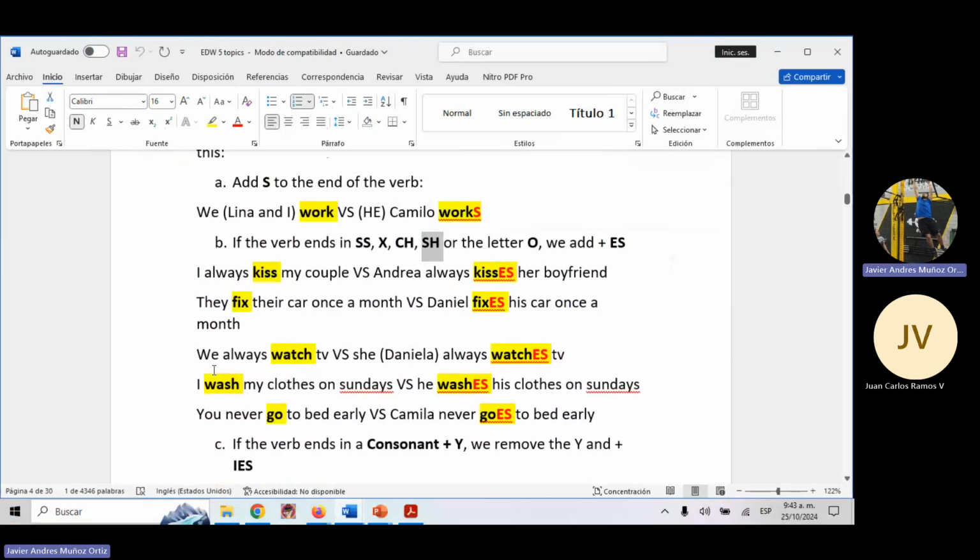Ending in SH: I wash my clothes versus he washes his clothes. Ending in O: You go to bed, Camila goes to bed, right? And finally, if our verb doesn't have any of these endings, we're going to modify it by adding the letter S. And that's it. Everything we need to know is here.